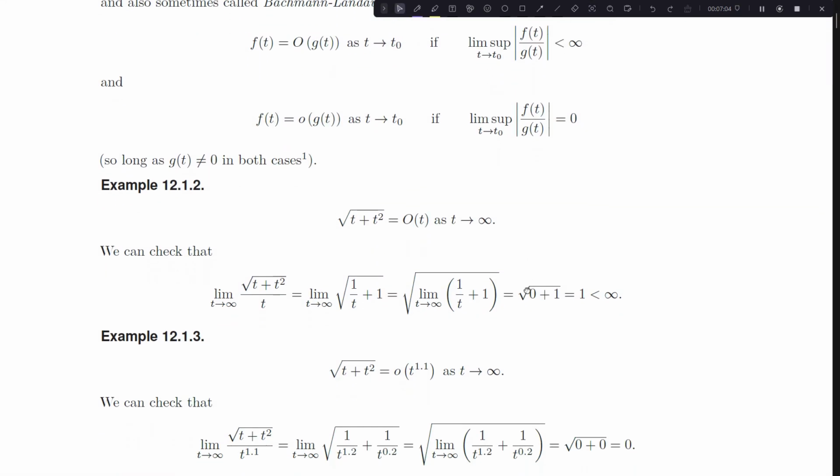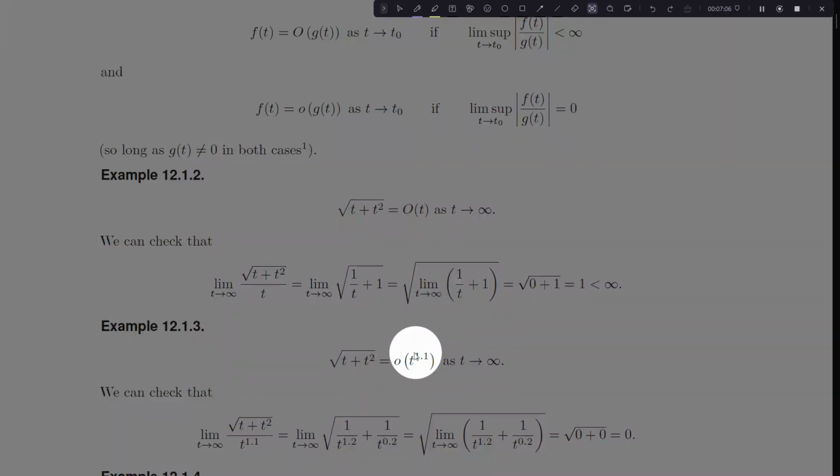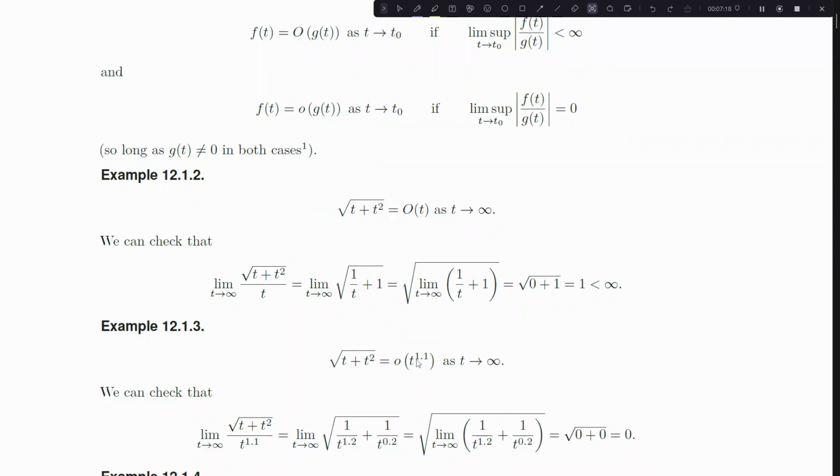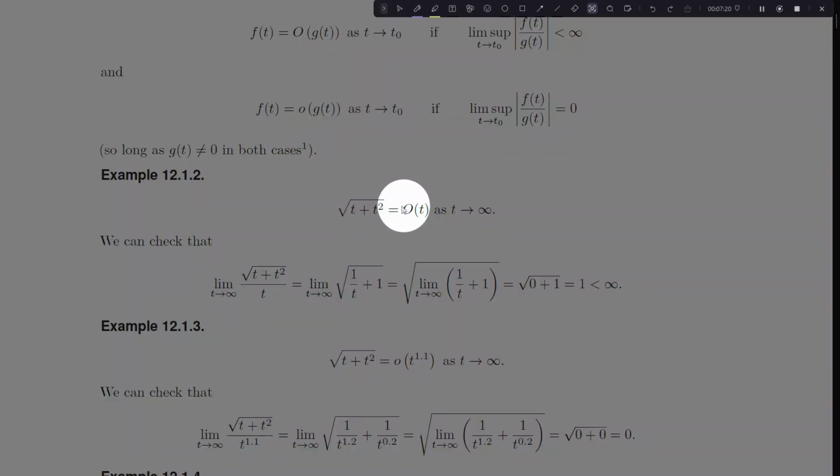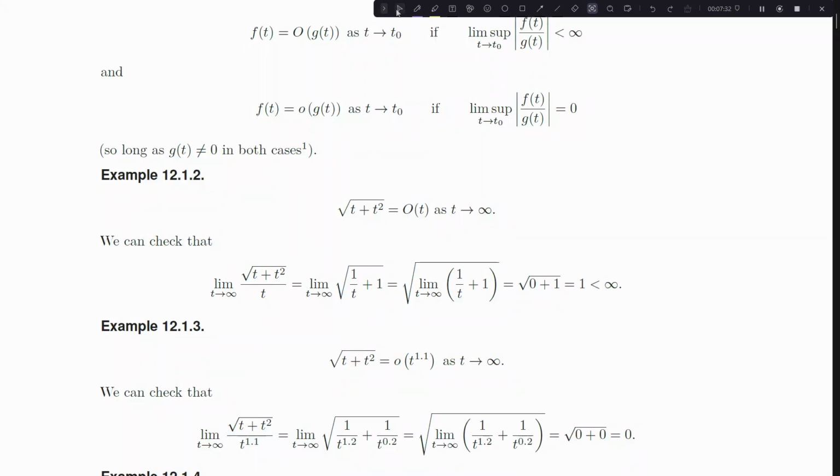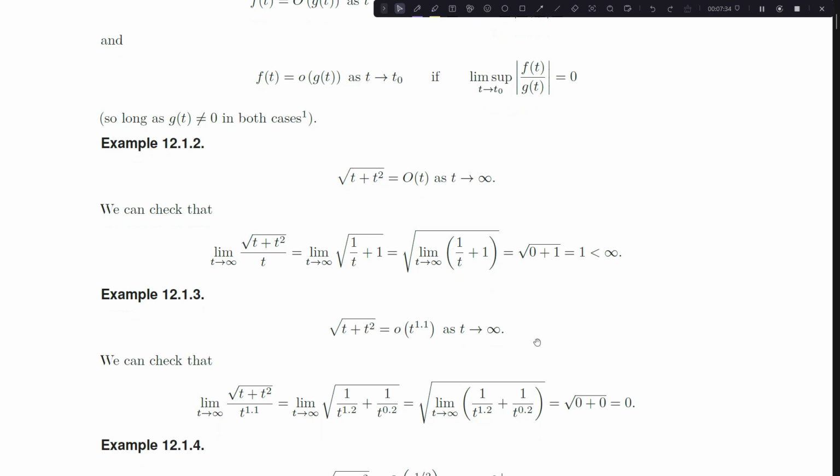If we increase the power of t in my order comparison, right here I'm comparing the function root t plus t squared to just t. If now I'm comparing root t plus t squared to the function t to the 1.1, then actually this is little o. Here we had big O because it was a finite number. Here we will end up with little o because if we compute our limit comparison, we truly end up at 0, right? If you just go through the limit comparison process, you'll end up at 0 there, which is what it means to be little o.